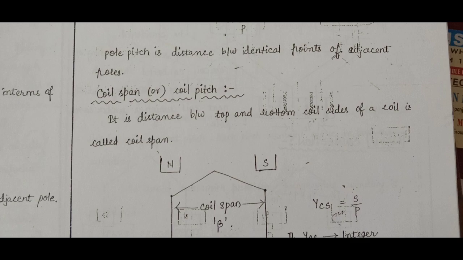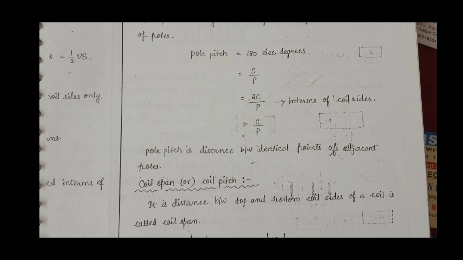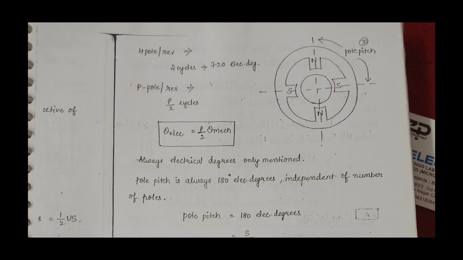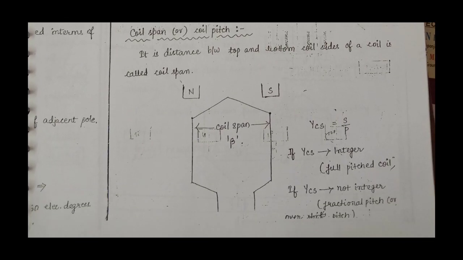So it is clear that coil span is the distance measured between two coil sides. Pole pitch is the distance measured between two consequent poles in an air gap. Coil span is the distance measured between two coil sides, denoted beta.